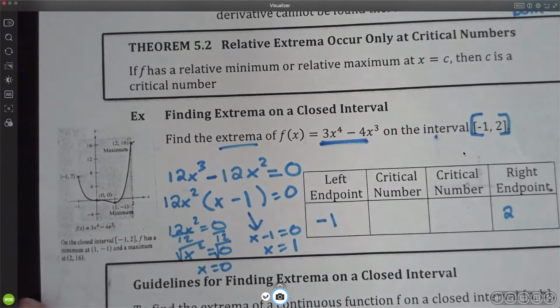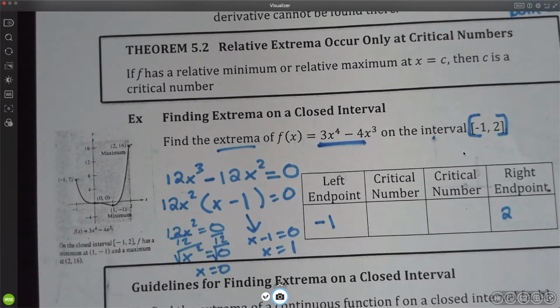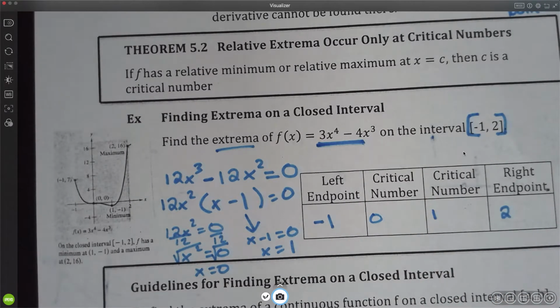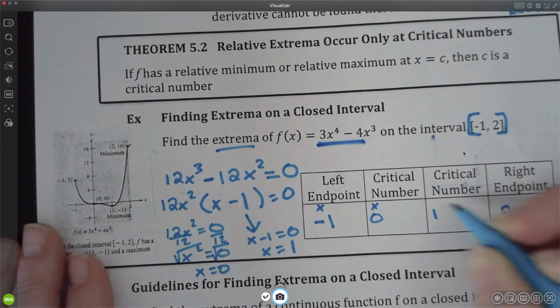Try to put them in order from left to right if you can. That would be ideal. Don't put 1 here and 0 there. So my critical numbers in between are going to be 0 and 1. Good? Beautiful. Find the extrema on the interval. Let's do this. I told you before we weren't going to determine which ones were going to be maxes and mins, but let's just go ahead and do it. These are the places where my extrema are going to be, and those are just specifically the x coordinates. So x is -1, x is 0, x is 1, x is 2.